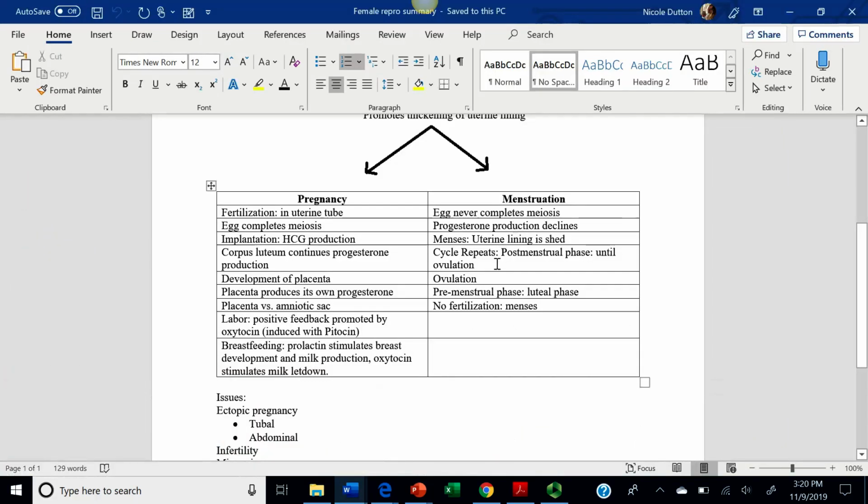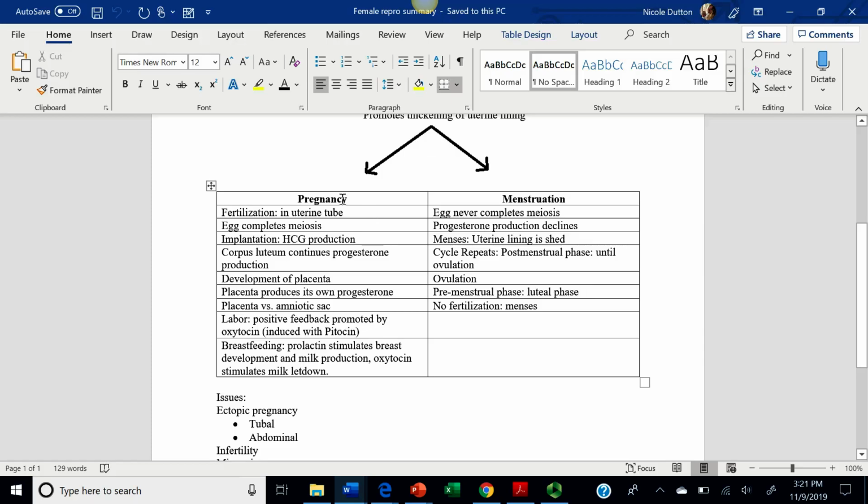And the cycle is going to repeat. You're going to have the post-menstrual phase until ovulation. You're going to have the ovulation event. Then you're going to have the premenstrual phase, which is the luteal phase, where the corpus luteum is producing progesterone. And then if no fertilization happens, you're going to have menses again. And that's a continuous cycle that's going to keep losing an egg every month.